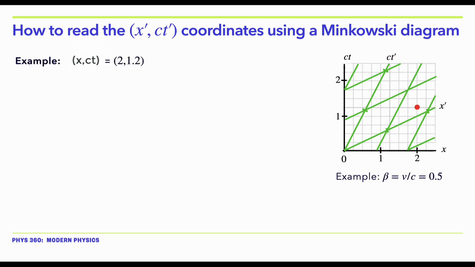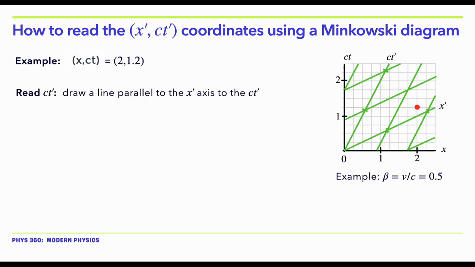So how do you use this kind of diagram? Well, for example, if you knew the coordinates of a point in the Minkowski diagram, so if X prime is 2 and CT prime is 1.2, you can draw that just by using our normal X and CT axes. So there's 2, and then this one, bring it over, that's got a coordinate of 1.2. So that's how to locate it just in our regular unprimed frame.